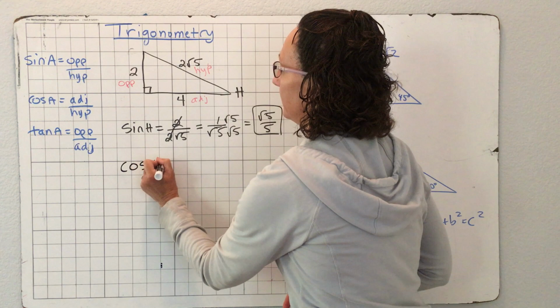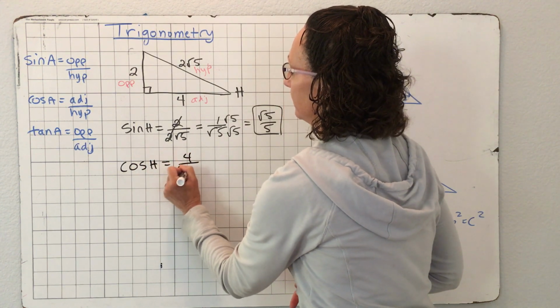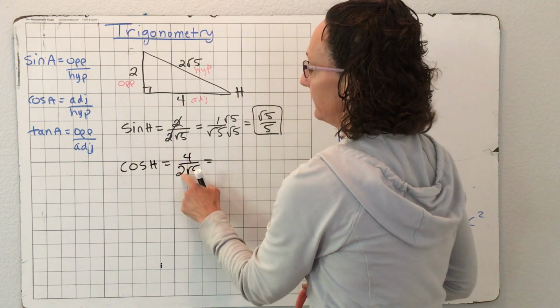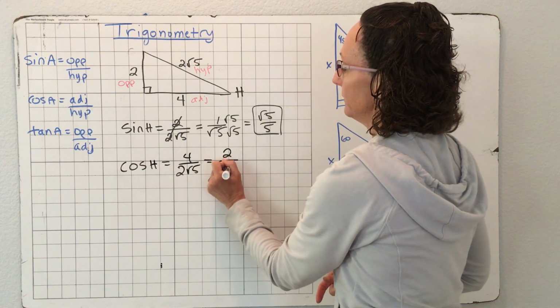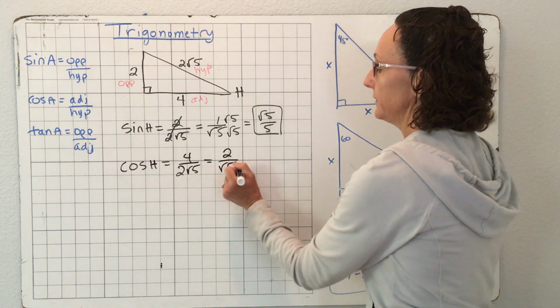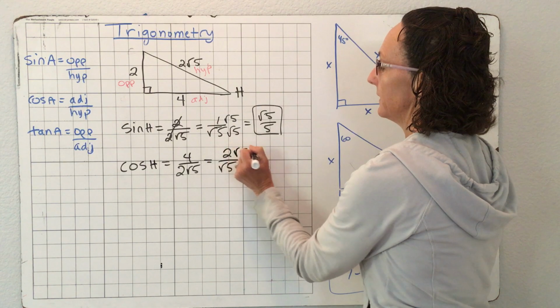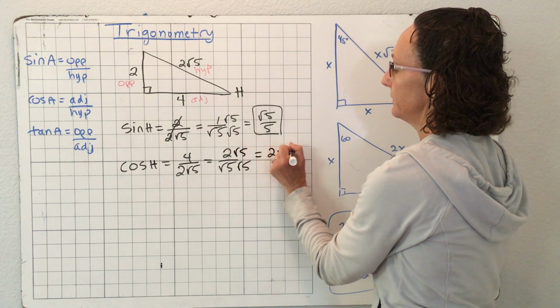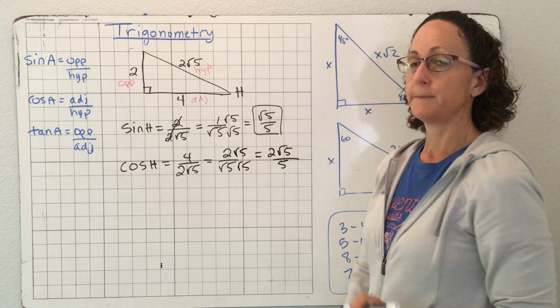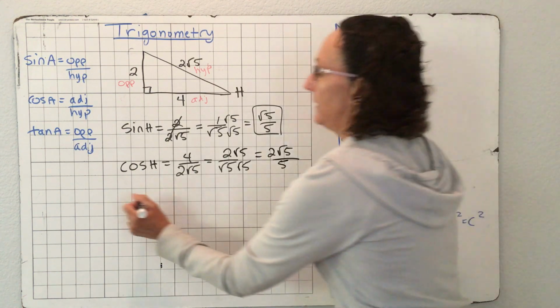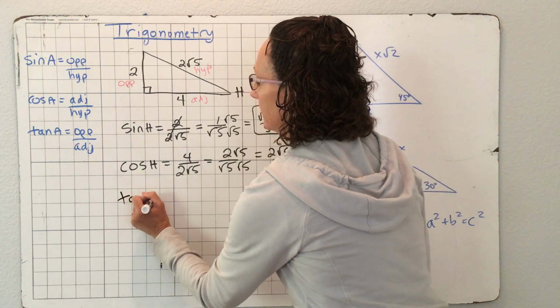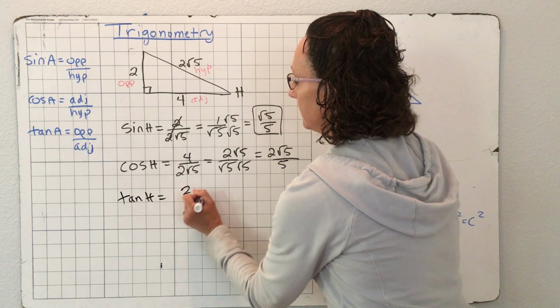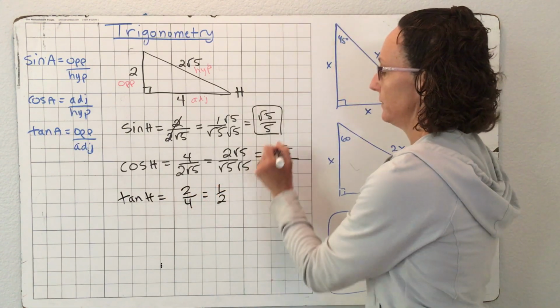So the cosine of H is 4 over 2√5. 4 divided by 2 is 2, so you get 2 over √5, okay? And then you have to rationalize by multiplying by √5. So you get 2√5 over 5. Okay, all right. And then the tangent is just 2 over 4, which reduces to 1/2. No rationalizing needed.